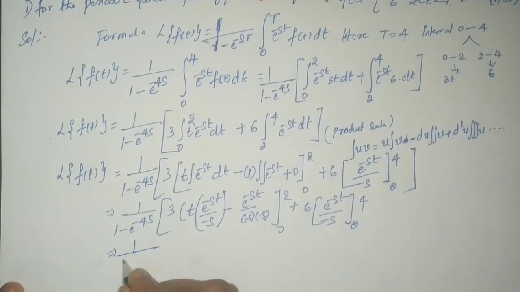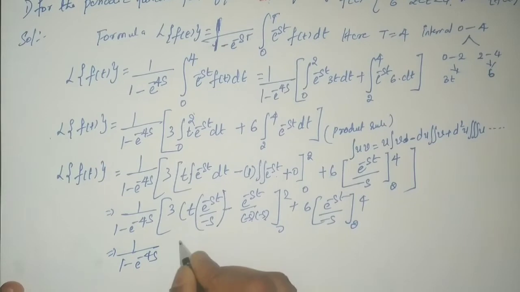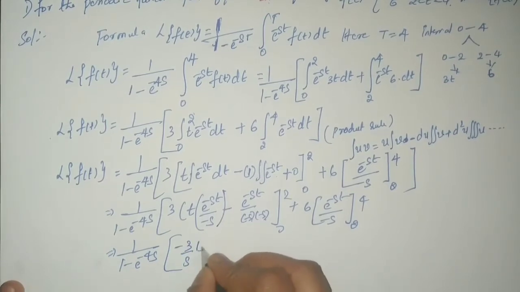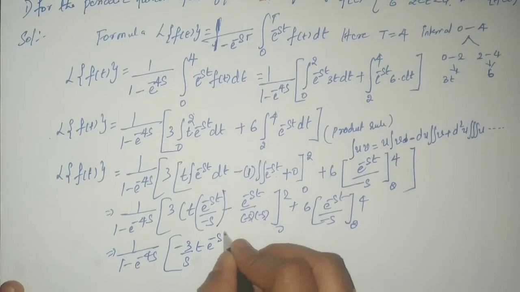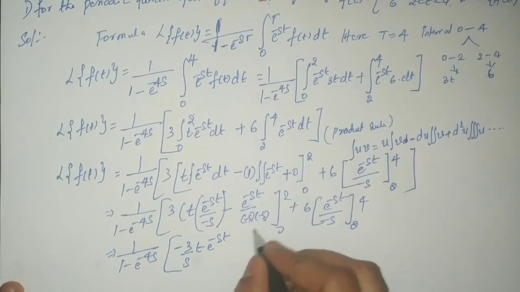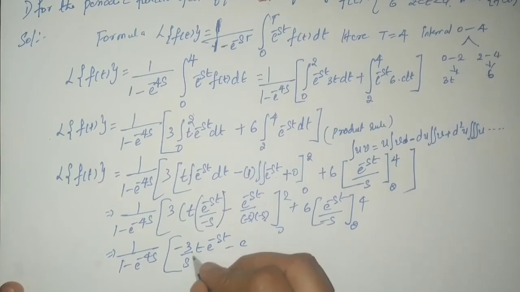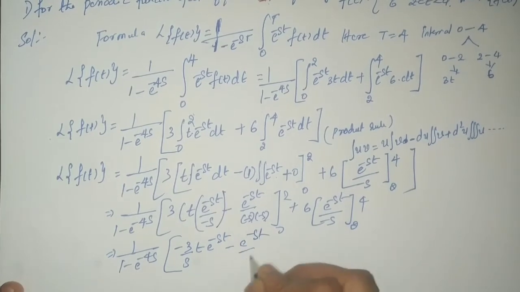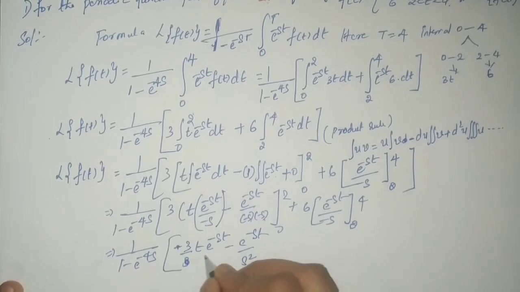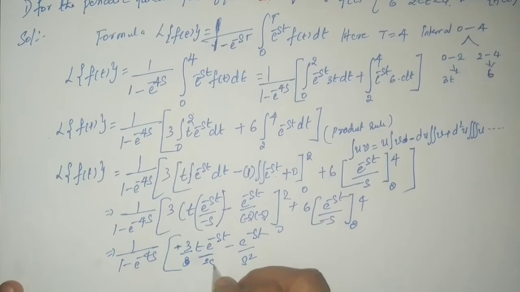So let us simplify. So 1 by 1 minus e power minus 4s into, here I get minus 3 by s t e power minus st, okay, minus of minus plus, so it's minus e power minus st by s square, okay. So let me take this minus here itself because we need to substitute it, right.